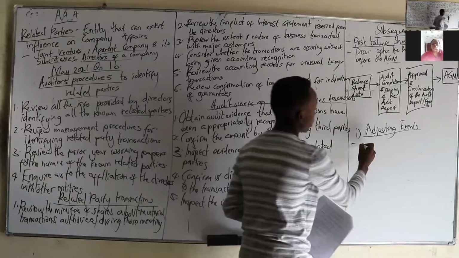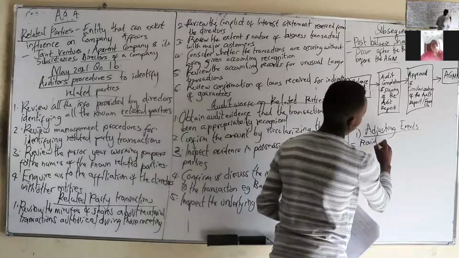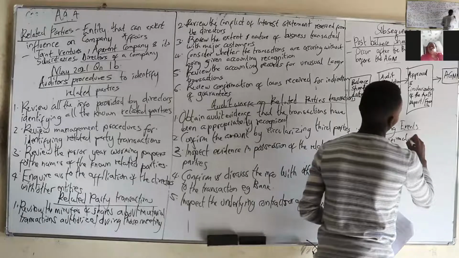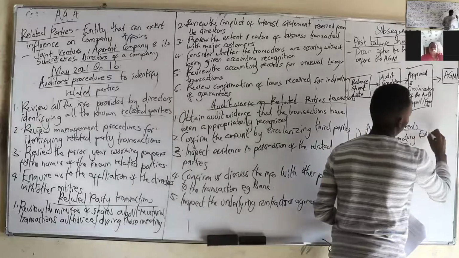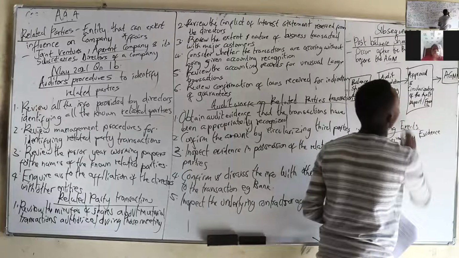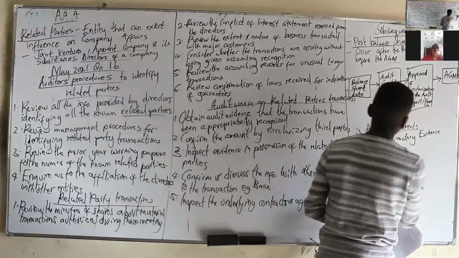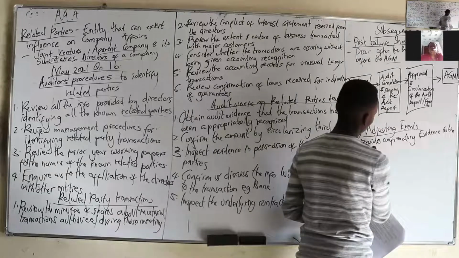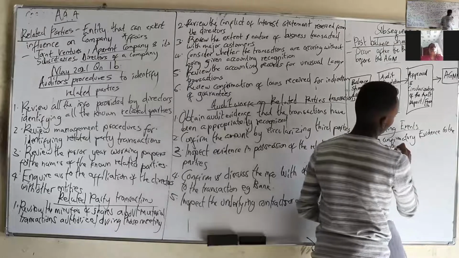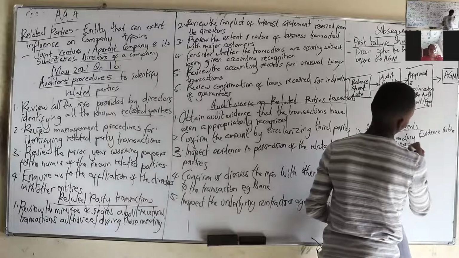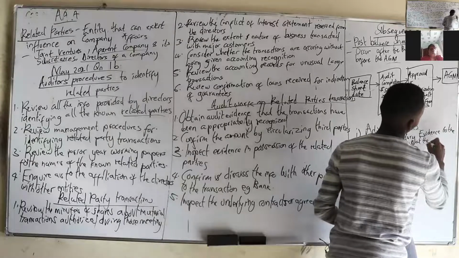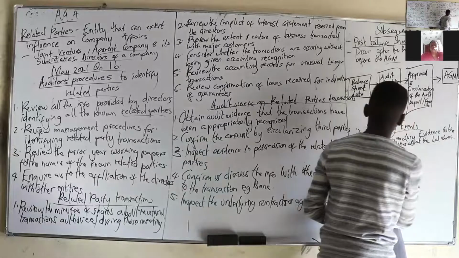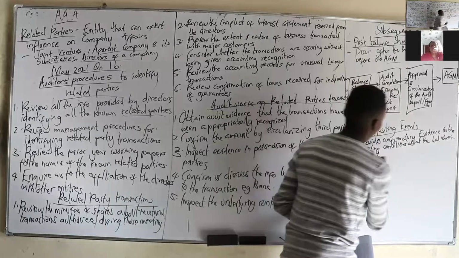The adjusting events provide a confirmatory kind of evidence to the items in the financial statements. In other words, this confirmatory evidence confirms the balances that you're seeing in the financial statements to the existing conditions as at the balance sheet date. So that is these types of adjusting events.